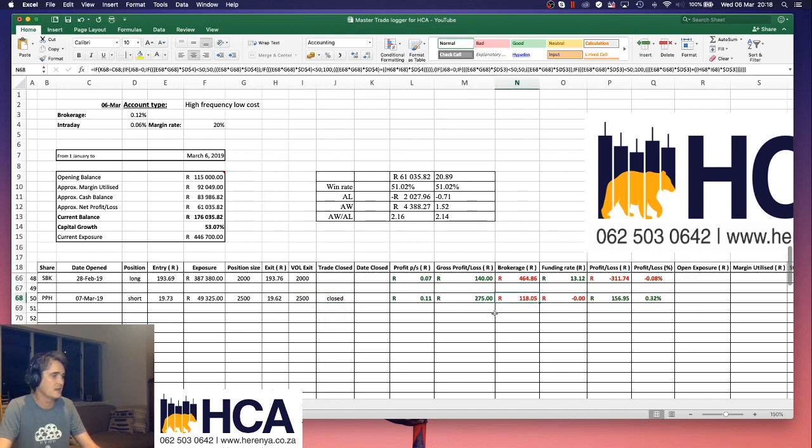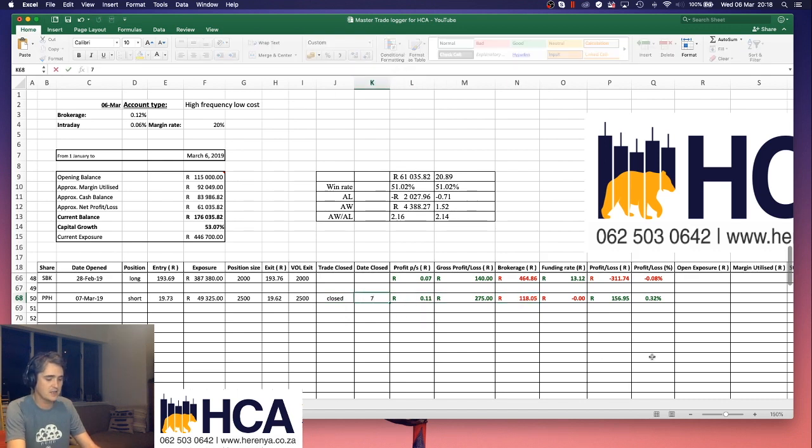you can see here that it calculates our brokerage for us. If we close the trade on the same day, the brokerage is really low. If we close the trade on a different day, let's say we close this trade on the 3rd of June 2019, then the brokerage is a bit different.